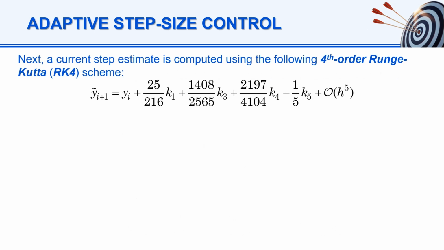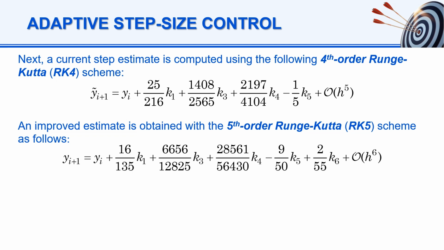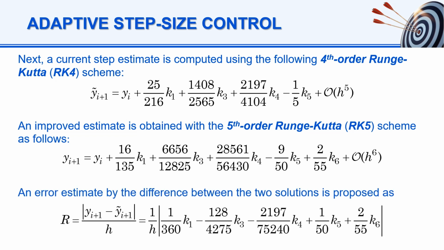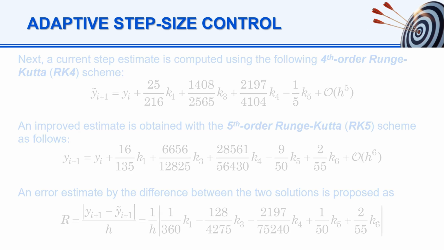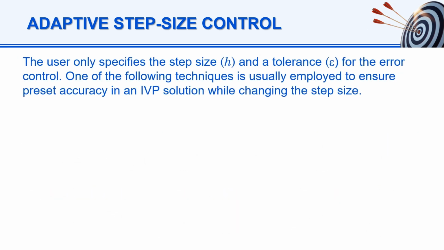Next, a current step estimate is computed using the following fourth order Runge-Kutta scheme. An improved estimate is obtained with the fifth order Runge-Kutta scheme as follows. An error estimate by the difference between the two solutions is proposed as follows. The user only specifies the step size h and a tolerance epsilon for the error control.